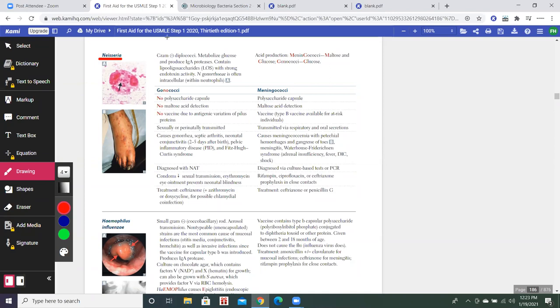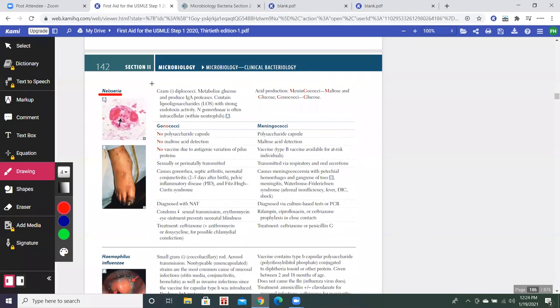Okay, so let's begin again. Neisseria is a gram-negative bacteria, meaning it's stained pink. And if it's gram-negative, the next thing we have to see is the shape. If the shape is diplococci, then it's gram-negative diplococci, which is highly indicative of Neisseria. They will metabolize glucose and produce IgA protease, so they can cause disease more in asplenic patients. They contain lipooligosaccharide with strong endotoxin activity.